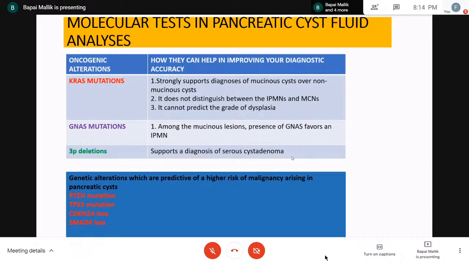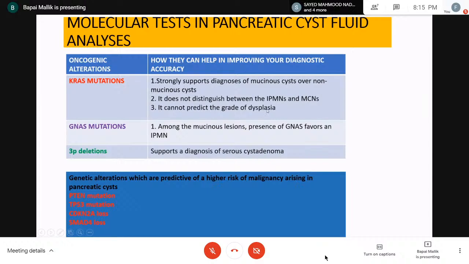There is a lot of stuff which is available right now, but these are the major ones. So if you send material for KRAS mutations, what does a KRAS mutation do? The presence of a KRAS mutation strongly supports the diagnosis of mucinous cyst over non-mucinous cyst. However, it does not distinguish between IPMNs and MCNs. So if it has a KRAS mutation, it can be either of them. And of course, it cannot predict the grade of dysplasia.